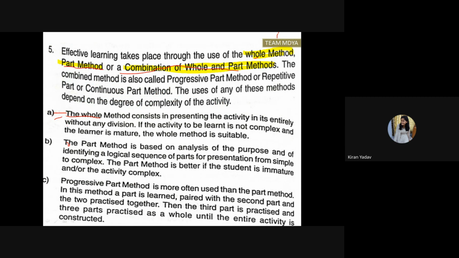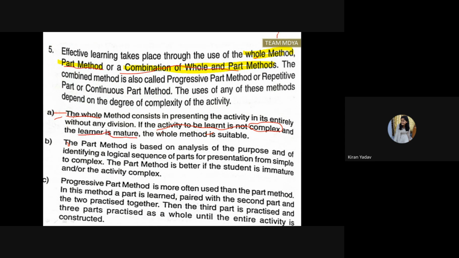The whole method is used when the practice is either easy or the students are mature enough to understand it. For example, if all the students in the class know Surya Namaskar, the teacher will teach it as a whole. The teacher will demonstrate it and teach them in one go. So this is the whole method. The important point is that when the activity to be learned is not complex, and the learners are mature, then we use the whole method.